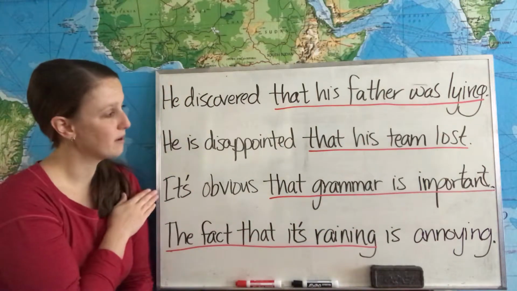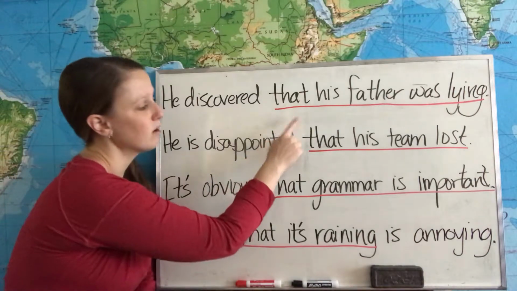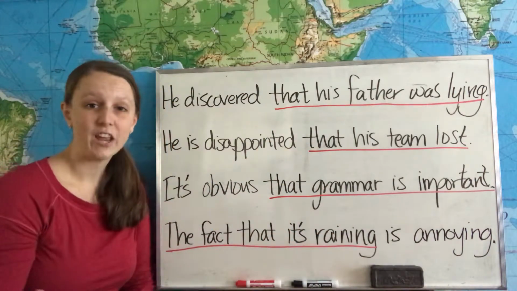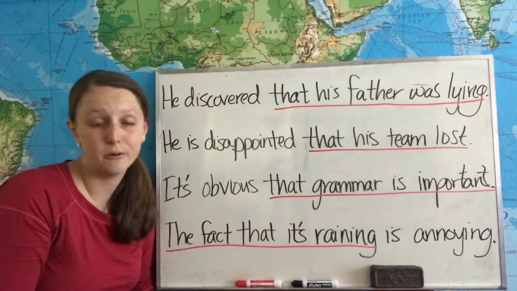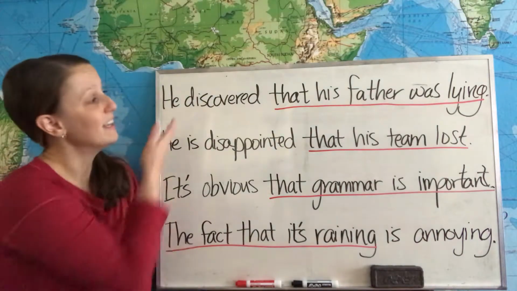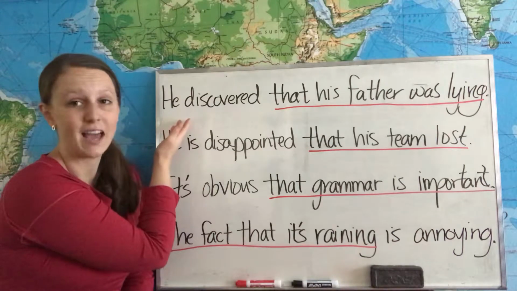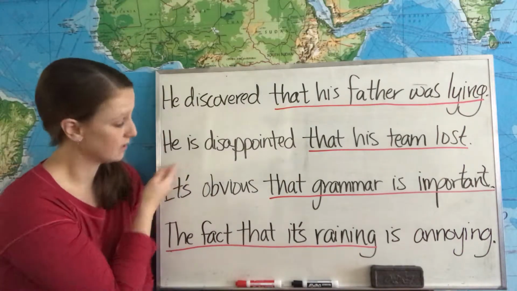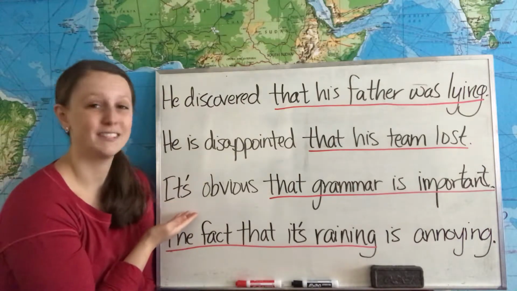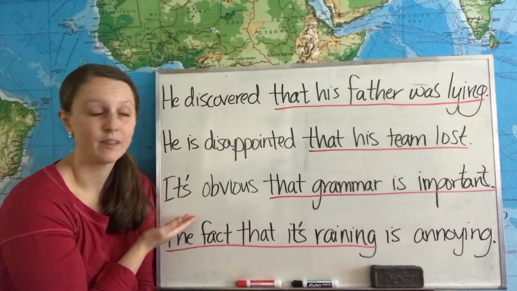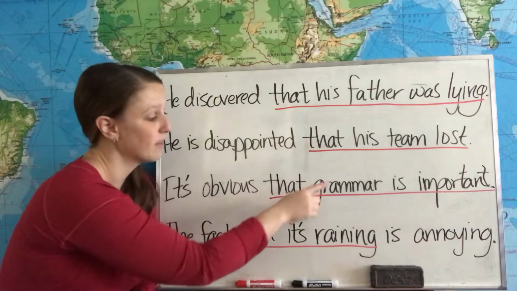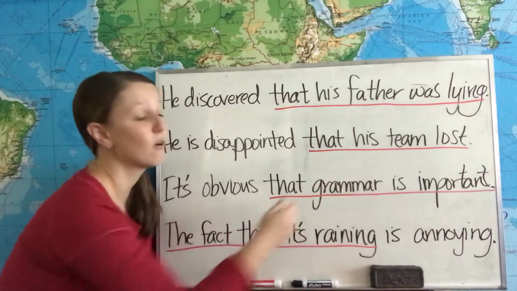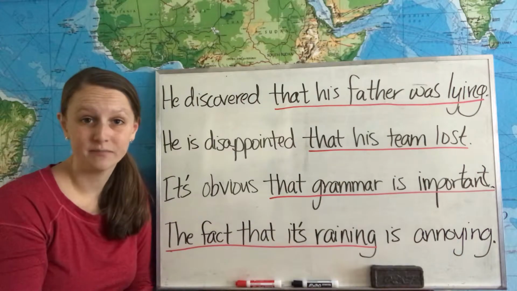In all three of these examples, the word that is actually optional. We can change these sentences to exclude the word that. He discovered his father was lying. He is disappointed his team lost. Or it's obvious grammar is important. We can include the word that, or we can delete it. And the words that follow are still a noun clause.